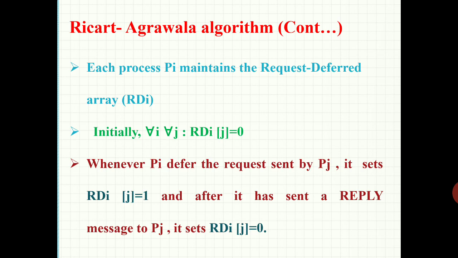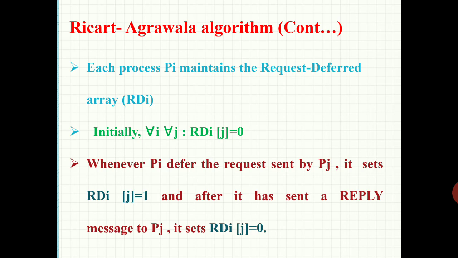After Pi has deferred the request, after some time it may give permission to Pj by sending a reply message to Pj. At that time we will modify the entry of the request deferred array to 0. That is, we will reset it to 0. That is the idea here.